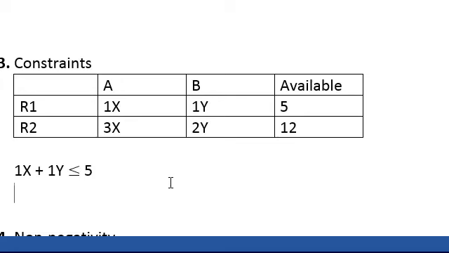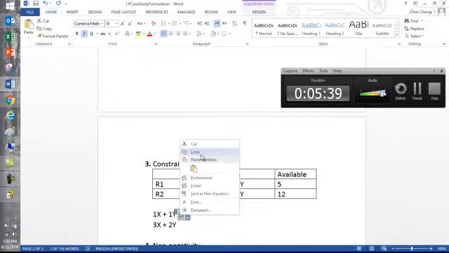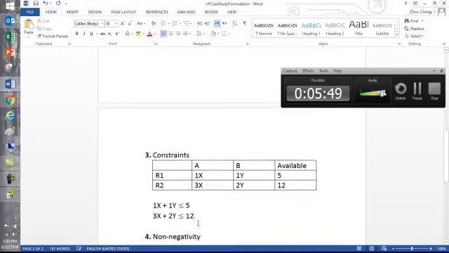And the second constraint is using up R2 in making A, and using up R2 in making B. And that should also be less than or equal to 12. So those are our constraints.